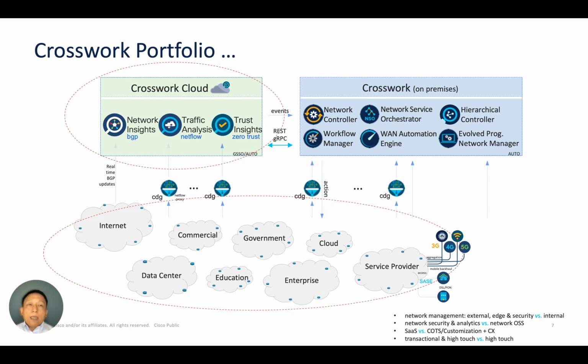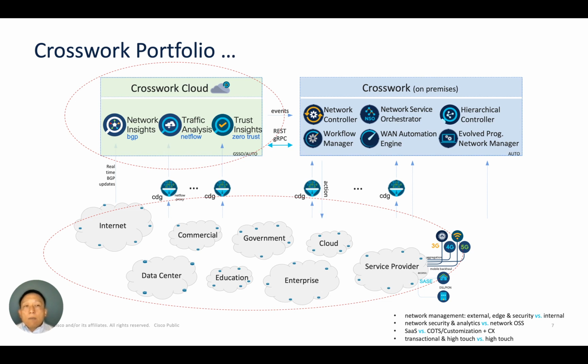For Traffic Analysis, the CDG runs on VMware, OpenStack, and AWS. The CDG is a cost-free item. You can install as many as you need to cover the entire perimeter, collecting NetFlow information on the edge part of the network. We collect BGP information, we collect SNMP information, and NetFlow slash IPFIX. And that's how we do it.